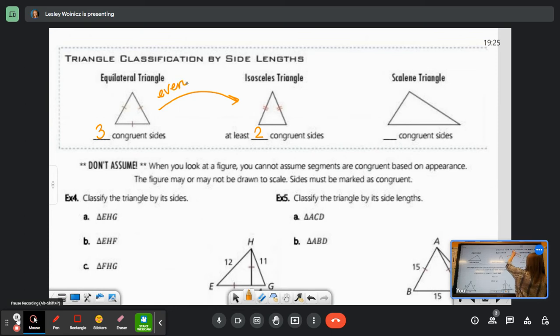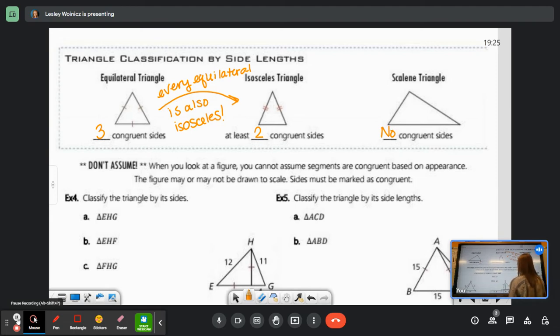Every equilateral is also isosceles. Because if it's got 3 congruent sides, that is definitely at least 2. All right, last but not least, we've got scalene triangles that have, I think it's no congruent sides. I don't think I put 0. I think it's no. Okay, we'll see.